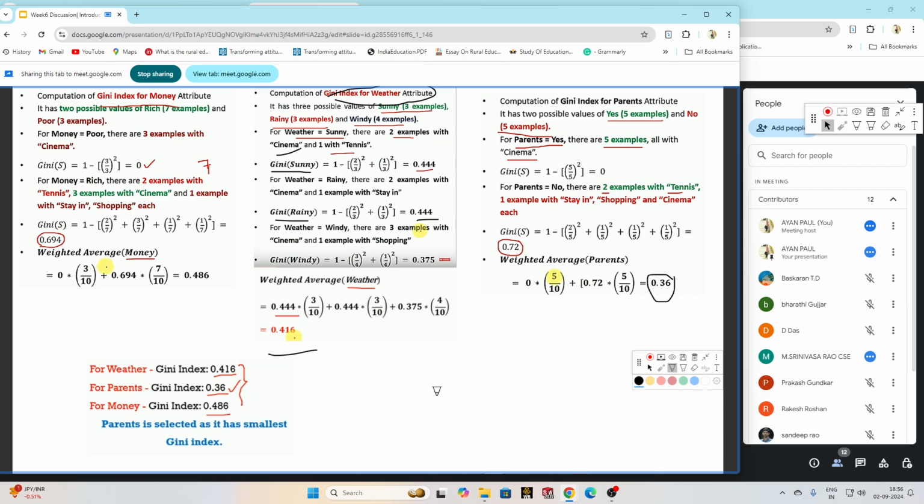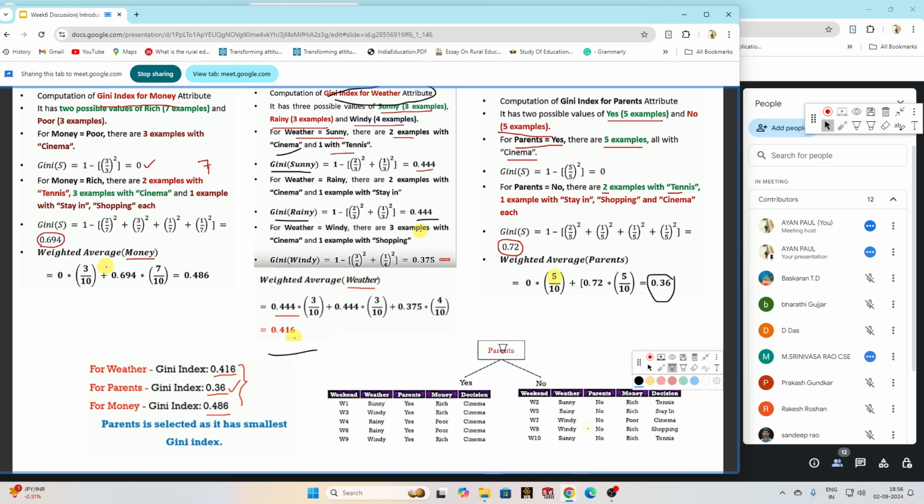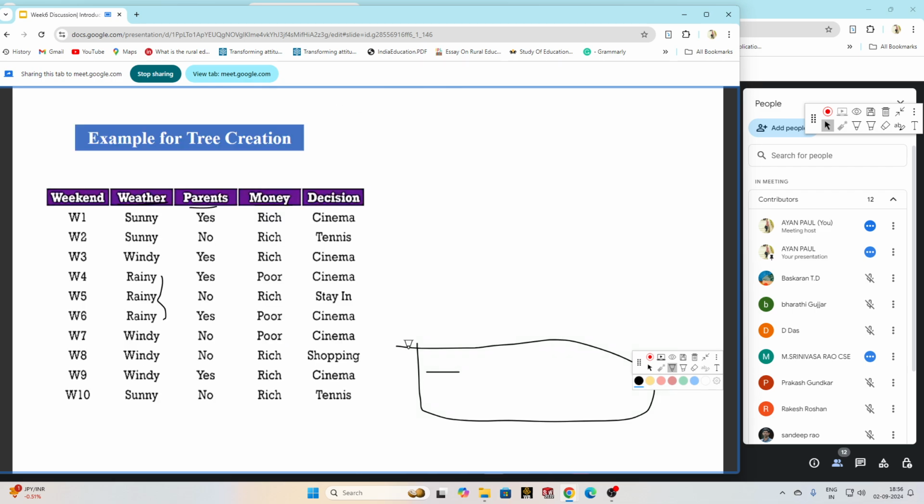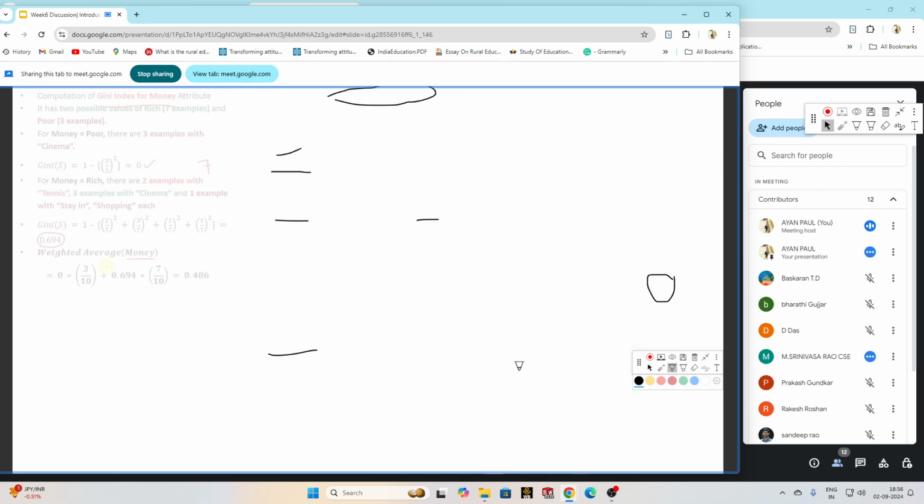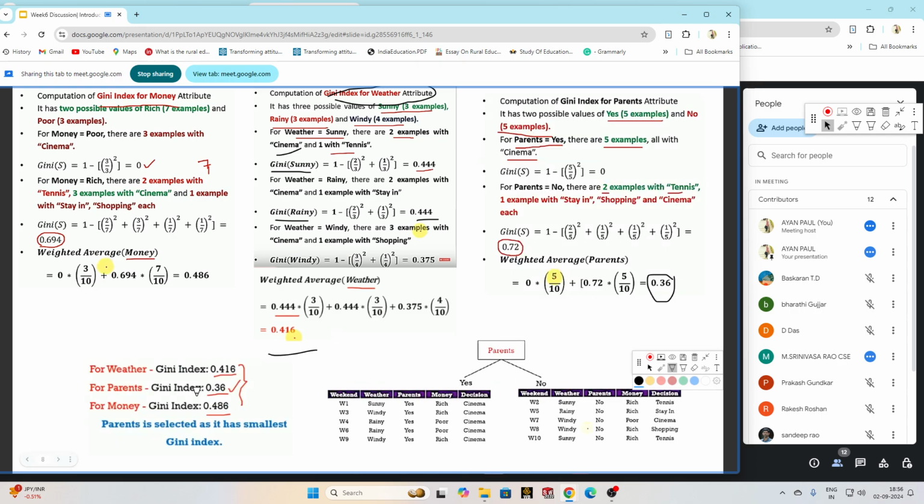Again I am repeating, the Gini index is used to split your attribute. The best split will be the one whose Gini index is least and whose information gain is maximum. As we are talking only about the Gini index here, we see for which attribute the Gini index is least. We see the Gini index is least for parents, that is 0.36. So we first split our node with respect to parents. Earlier this was our table, and now we are splitting it with respect to parents.